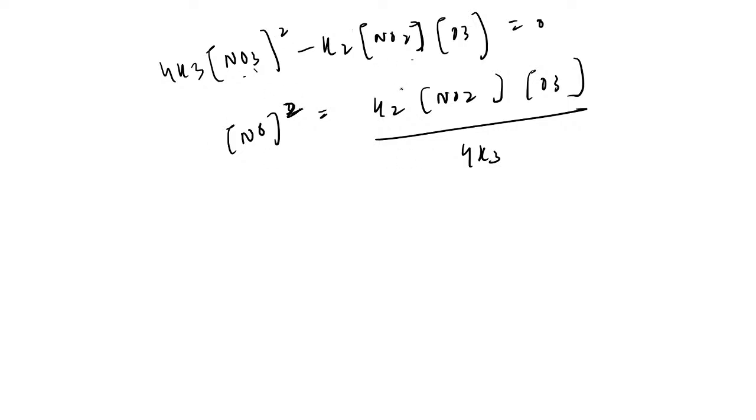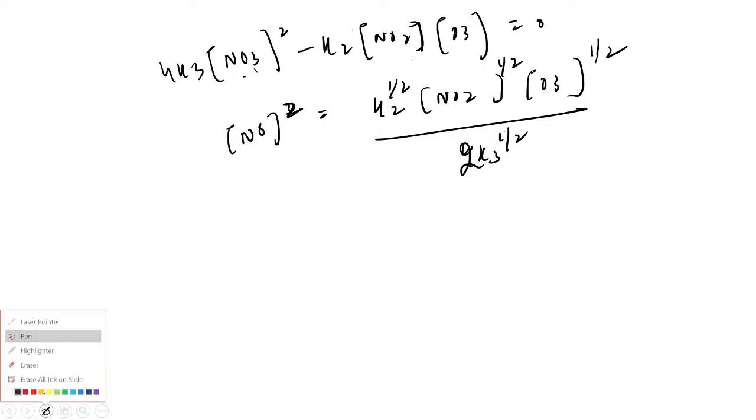This is a whole square, so this would be under root. So this is k2 to the half and this is 4k3 to the half. Is this step clear to all of you? Any doubts? Is it clear? Any doubts to anyone? First let me know if this step is clear or not. Clear everyone? Okay, great.